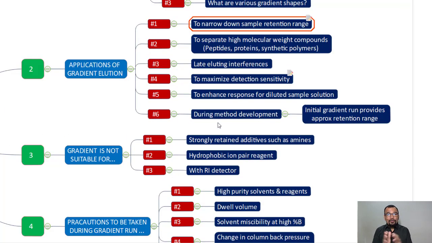So these are the 5 important points I thought of discussing with you, and I hope that these 5 points have given you the information about how one can select the gradient elution technique, what precautions must be taken, and what the shortcomings of the gradient elution techniques are.